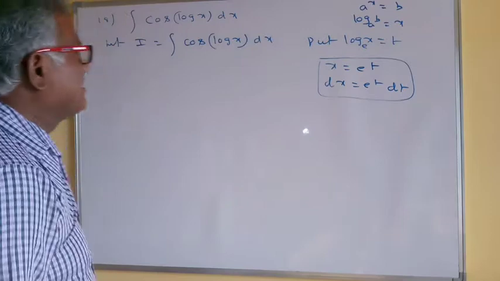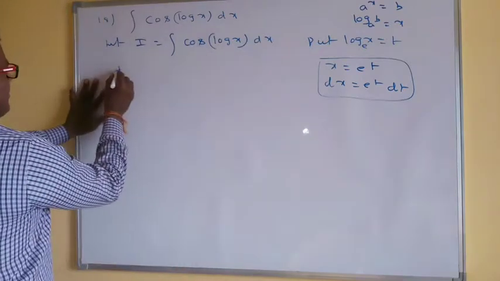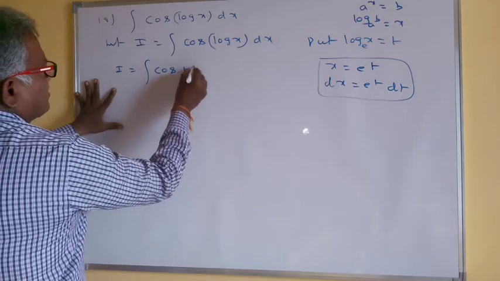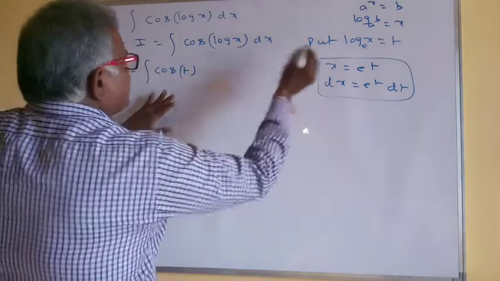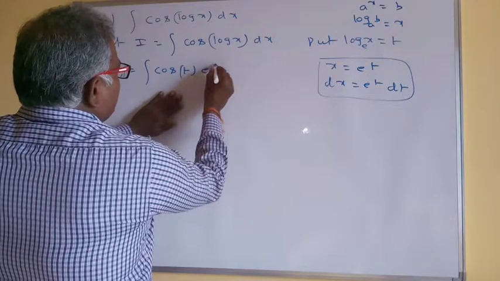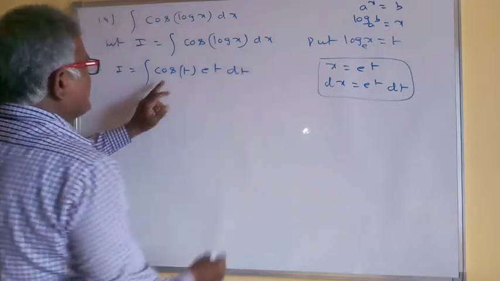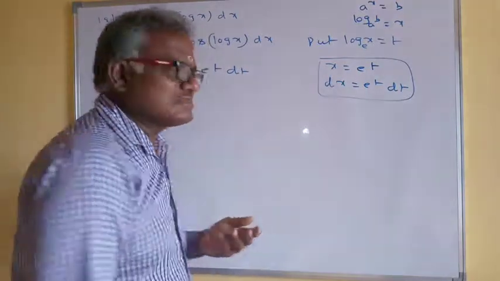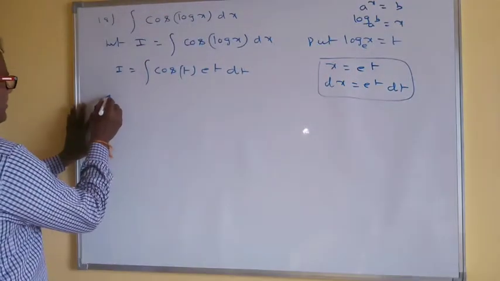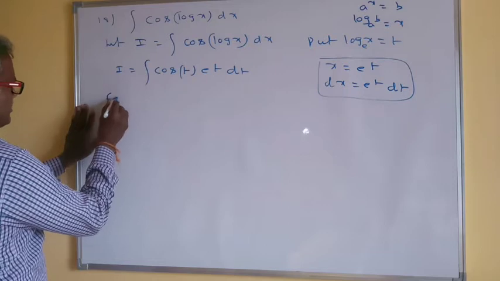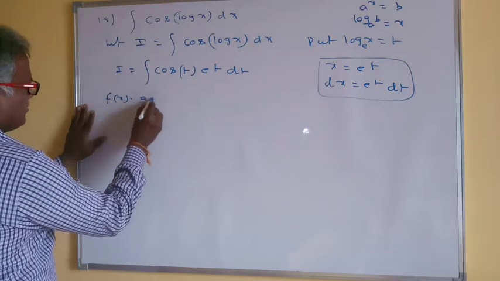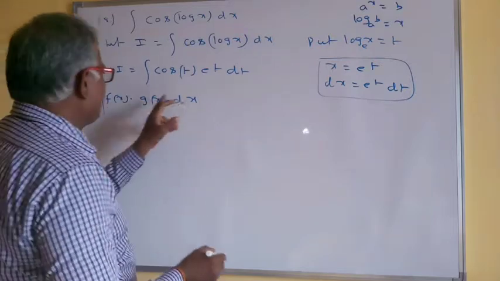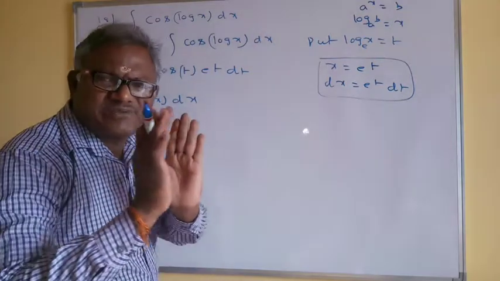Next. So therefore I is equal to, here, cos t, and dx means e power t dt. So isolate, which is the first one, the trigonometric function. Here write down the formula directly. You should simplify. No problem, f t dt or f x dx, no problem.